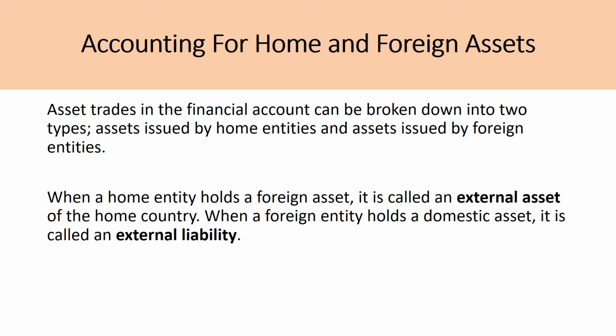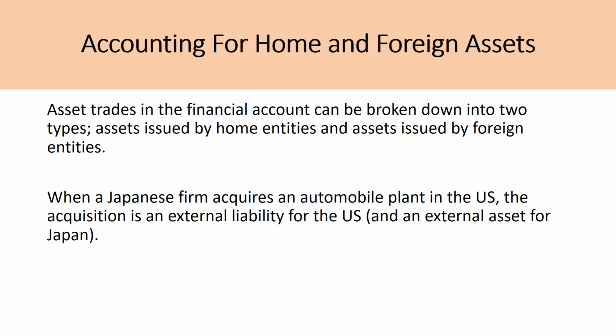Okay, so say for example, you are based in Canada and you own a property in Japan, that is an external asset to Canada. But if you are based in Canada and Japan buys your home in Canada, that transaction now becomes an external liability, because it's being taken out. It's not being literally taken out, but the ownership is being transferred out of the country, and therefore becomes an external liability. Another example: when a Japanese firm acquires an automobile plant in the U.S., the acquisition is an external liability for the U.S. because ownership is transferred out of the U.S. even though the asset is still in the U.S. And that is an external asset for Japan from Japan's perspective.